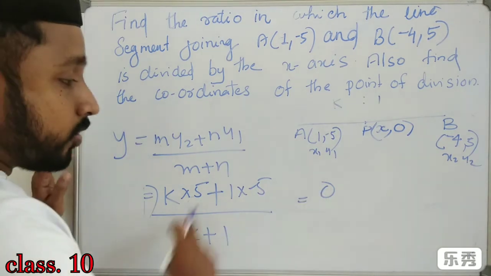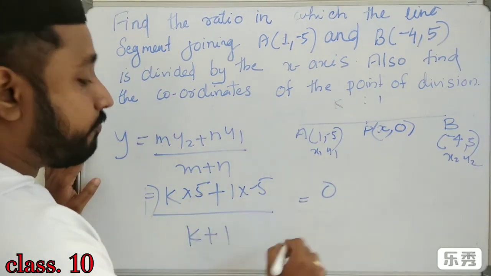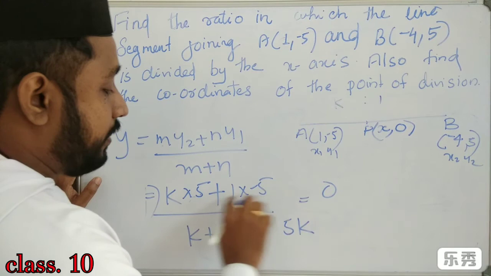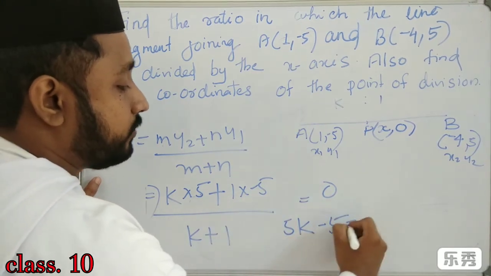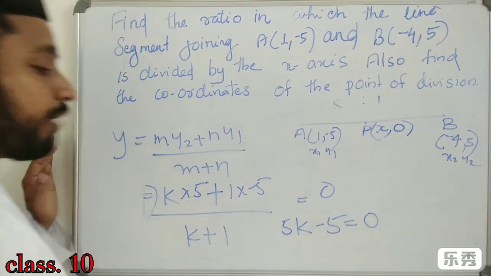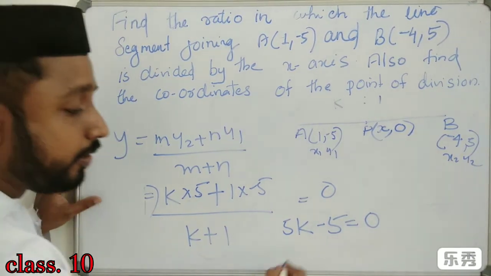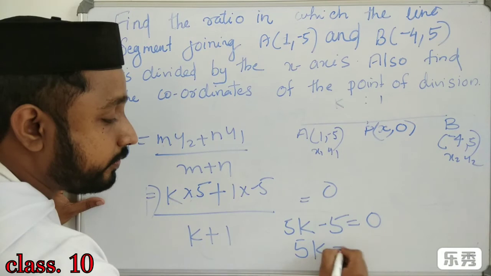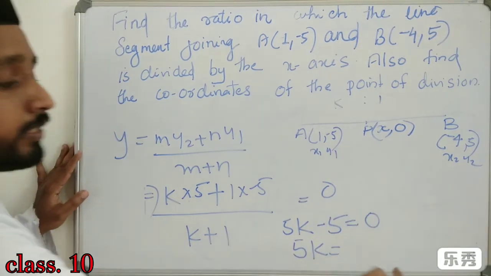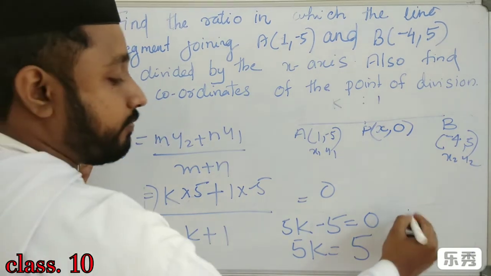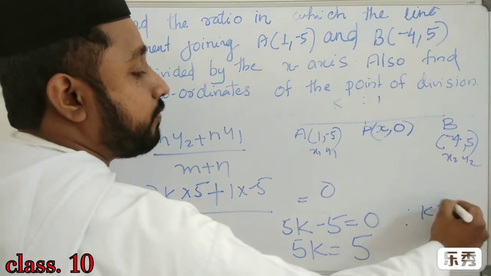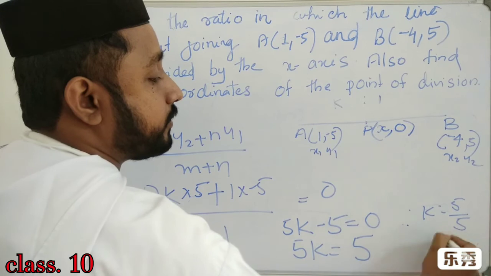Which implies, by cross multiplication, we will get k into 5, 5k, 1 into minus 5, minus 5, which is equal to 0. So 5k minus 5 is equal to 0. 5k is equal to, when minus 5 goes to the RHS, it becomes plus 5. So 5k is equal to 5. Therefore k is equal to 5 by 5, which is equal to 1.